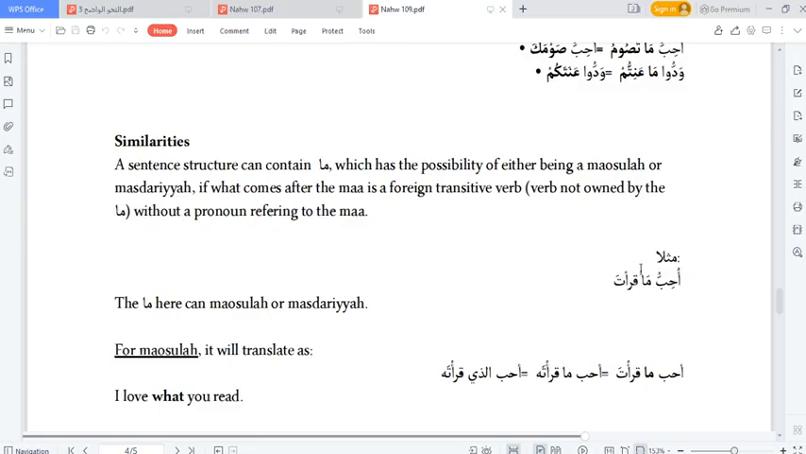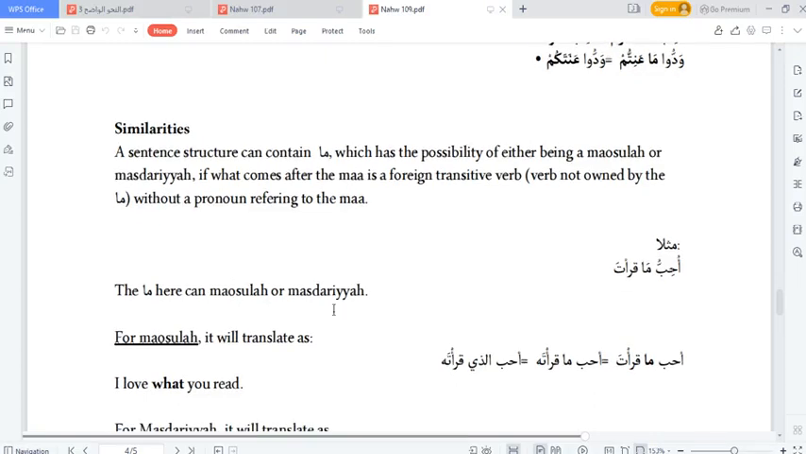So see example. Uhibbu ma qara'ta. In this context, if you see now, there is no domir going back to the ma, because this ta is a domir already, and it is not going back to the ma. So what can it be? It can be mausula or it can be masdariya.